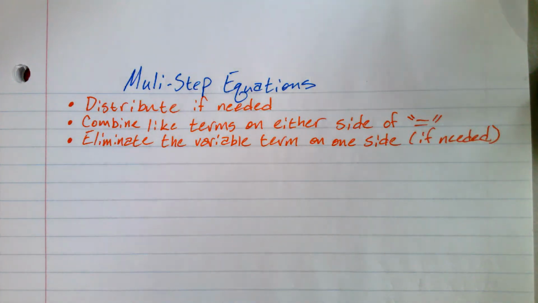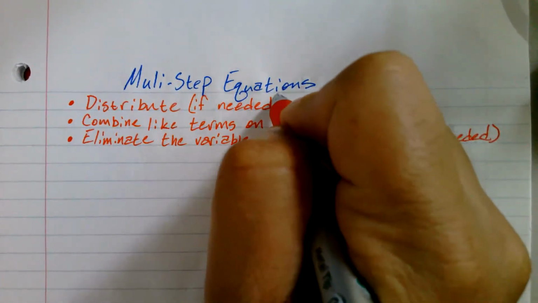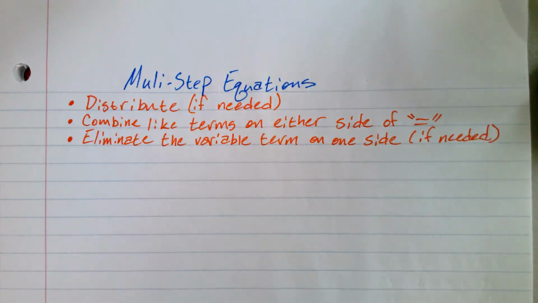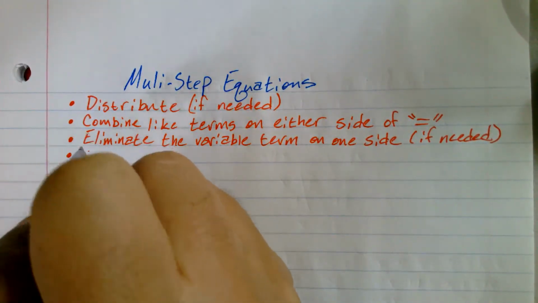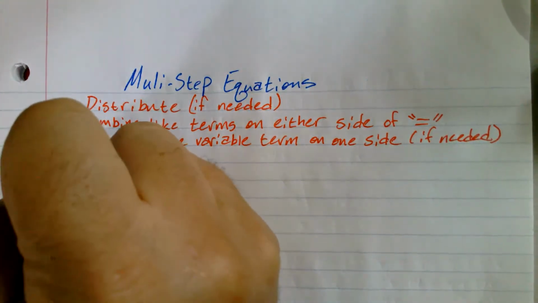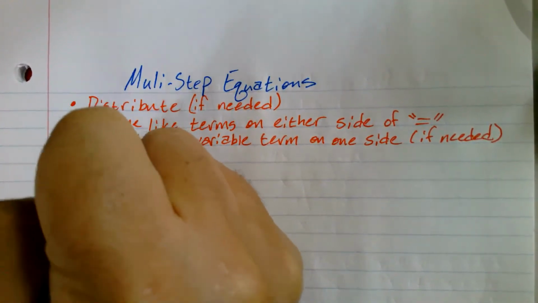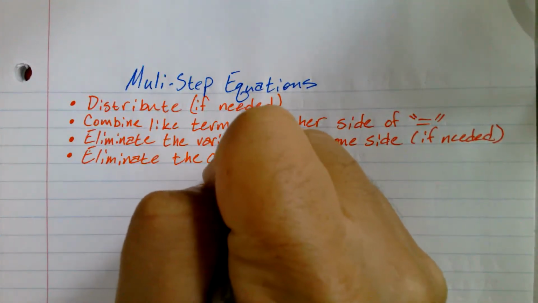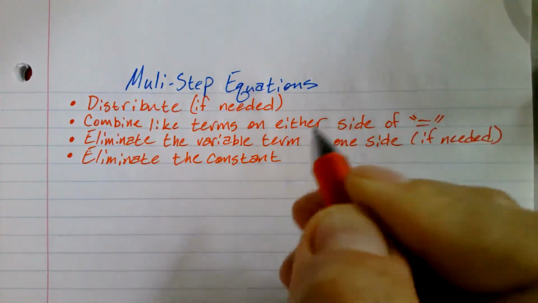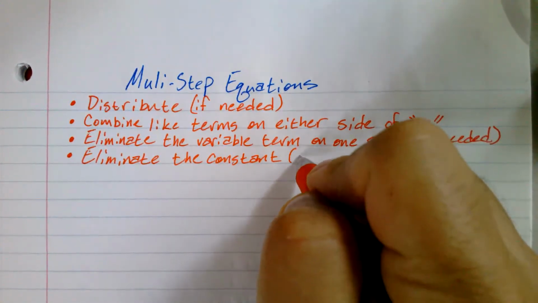So we're distributing if needed. Combine like terms on either side. That's probably going to have to happen, but if needed. Eliminate the variable term on one side of the equal sign if needed. So now we're going to eliminate the constant. At this point, you should have a two-step equation. So eliminate the constant. Again, if needed.